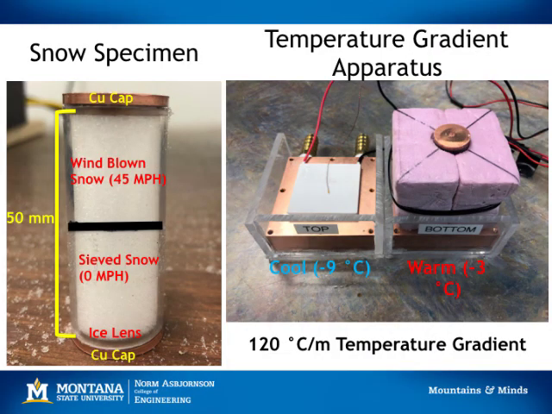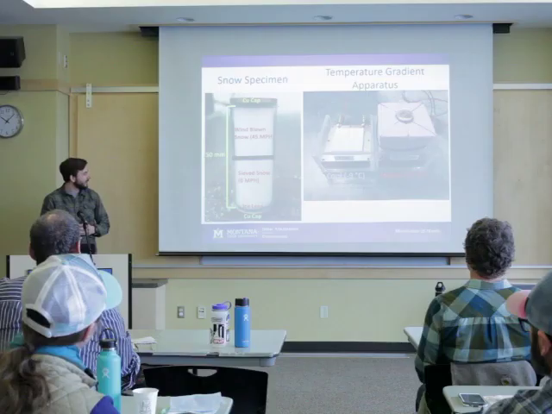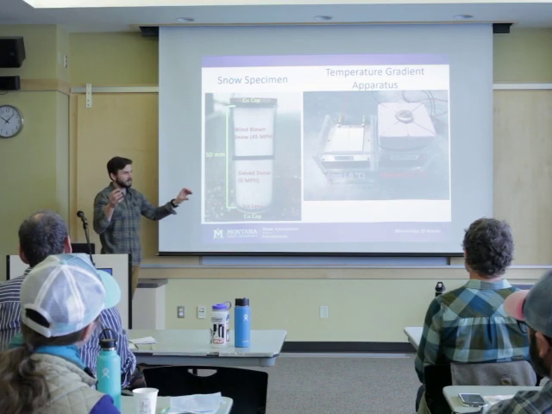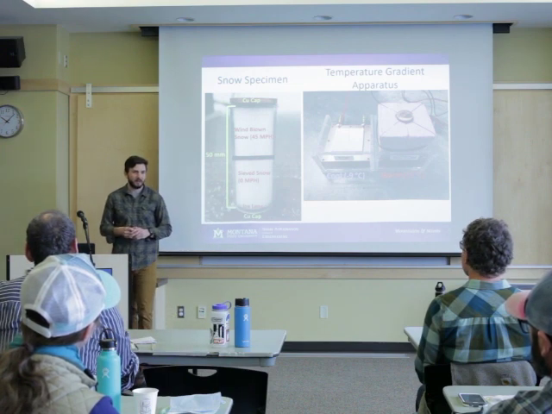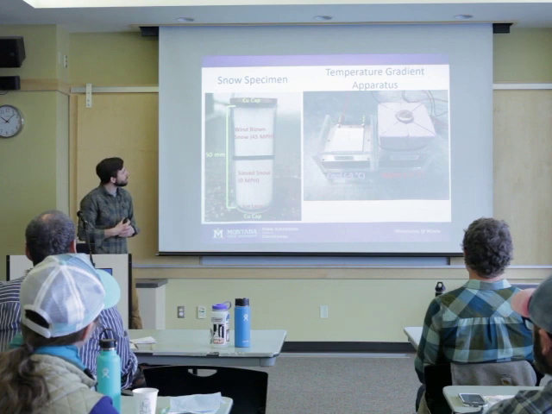So what this sample looks like, it's pretty small, about 50 millimeters, and I have a wind-blown layer interface with a lower density layer below it. And then I put this little ice lens on the copper cap at the bottom, so it acts as an infinite vapor fetch as I apply the temperature gradient. Because if I didn't have that, I'd lose material here at the bottom, and I'd lose contact with that copper cap, so it's essentially just a vapor source.